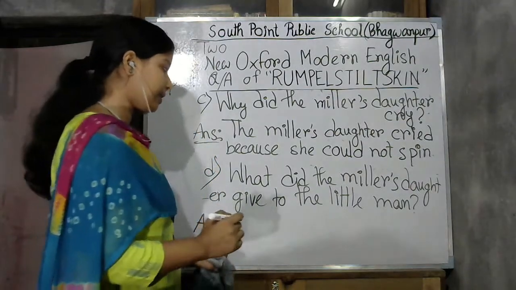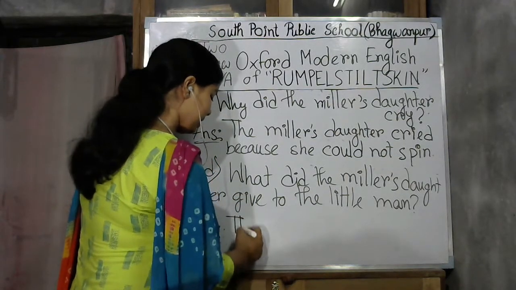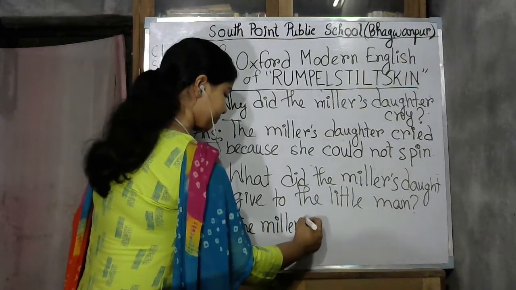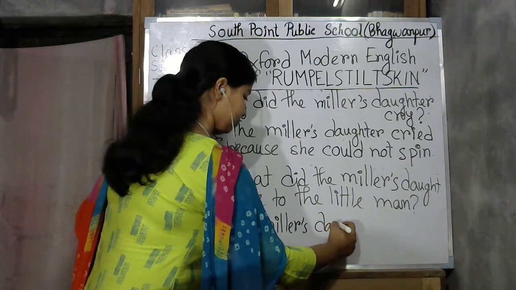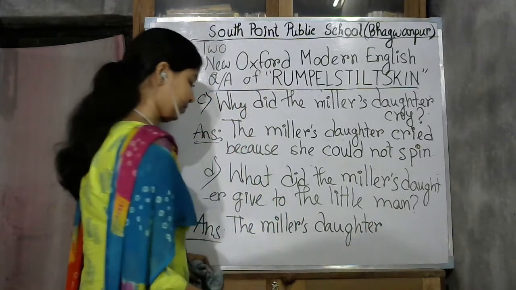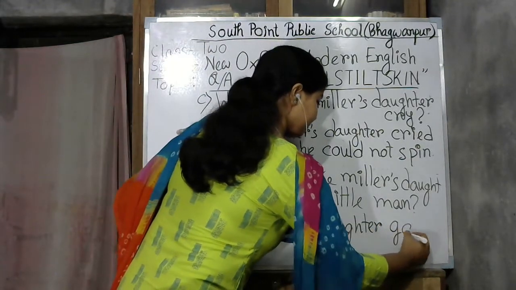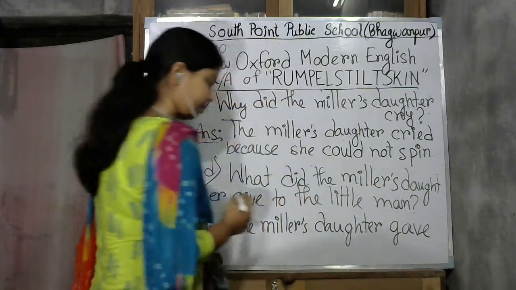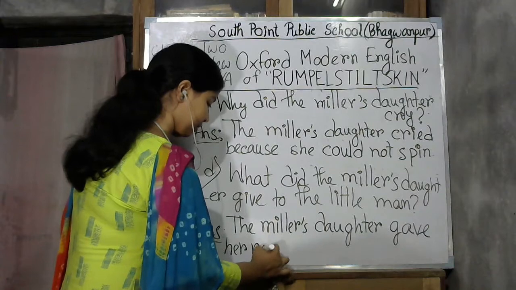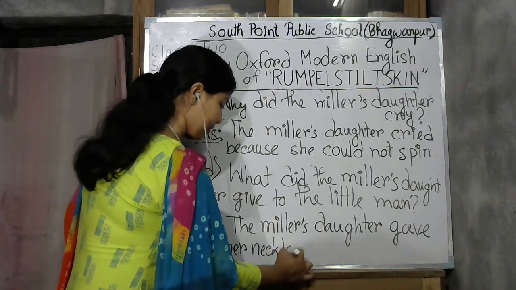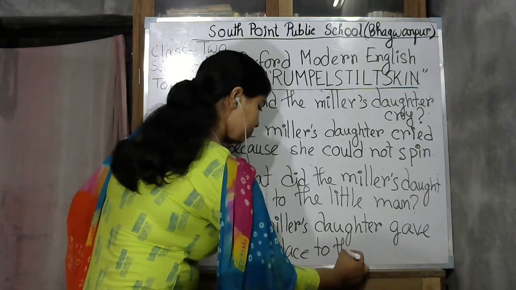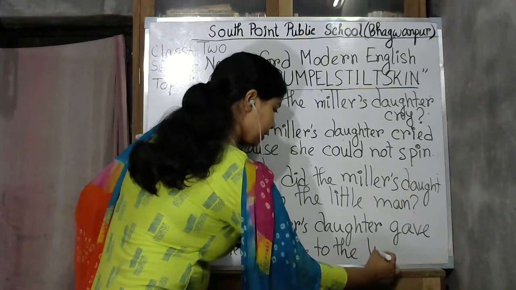So, write the answer. The miller's daughter gave her necklace to the little man.